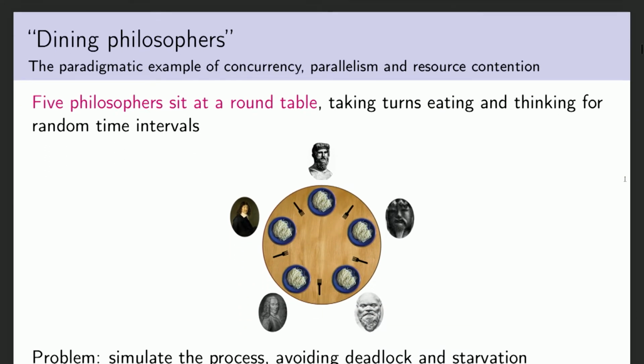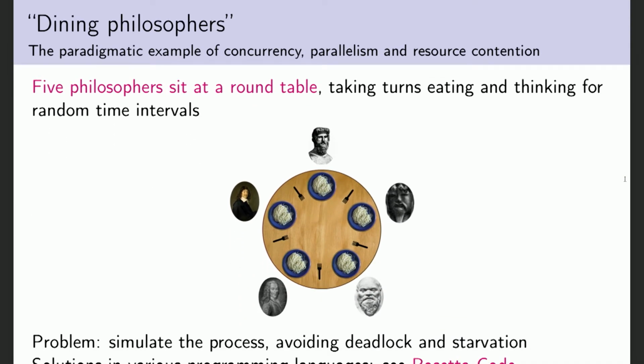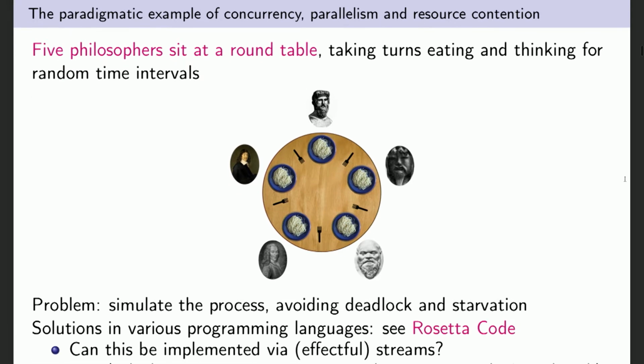So let me first start with ordinary concurrency. So the example of concurrency is the dining philosophers problem. Can I ask who does not know about the dining philosophers problem? Who has not heard about it? 1, 2, 3. That's excellent. I'm not going to have a lot of trouble then.